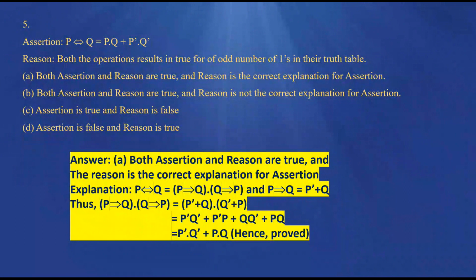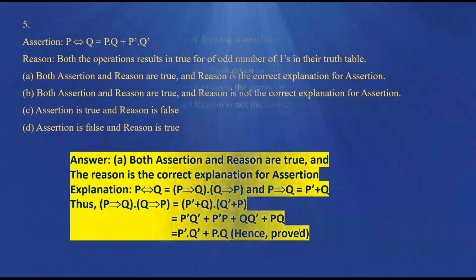Let's see it through the Boolean simplification of the expression. P biconditional Q can be expanded into P conditional Q dot Q conditional P. P conditional Q algebraically becomes P bar plus Q, and Q conditional P algebraically becomes P plus Q bar. Now if we simplify it, we get the answer P bar dot Q bar plus P dot Q. Hence, the statement is satisfied.